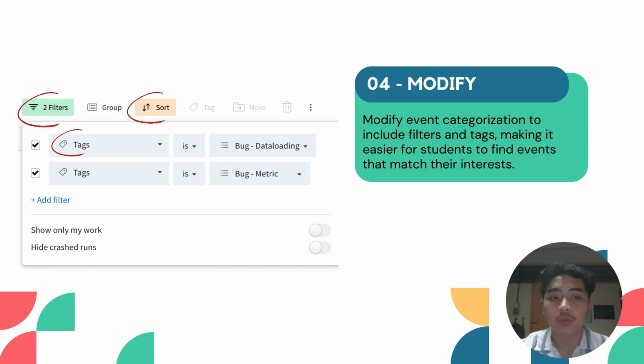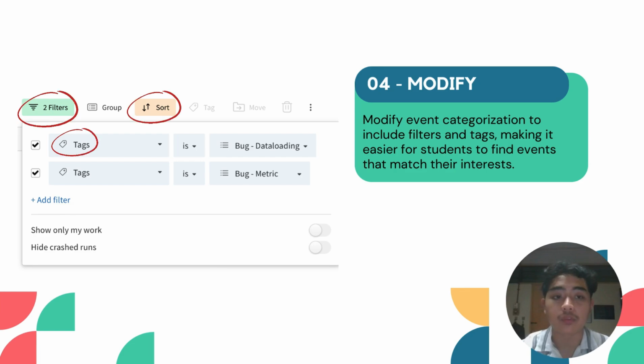Continuing with the SCAMPER framework, now we'll focus on modify to enhance event discovery and organization. In modify, we could modify the event categorization to include filters and tags, making it easier for students to find events that match their interests.